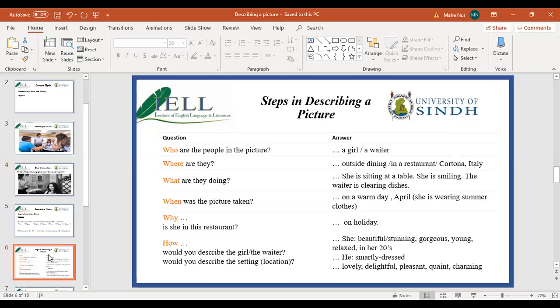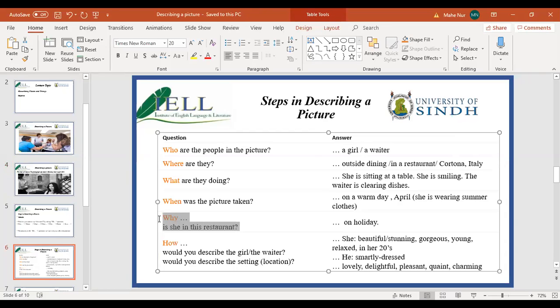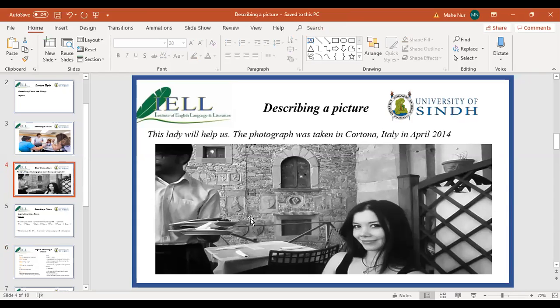Let's go back to what we should be asking. Four questions asked, two more to go. Why is she in this restaurant? Okay, you can ask this question. Why is she in the restaurant? Why do you think people are in a restaurant usually? Yes, people, why do you think she's in a restaurant? Vacations, on holidays, maybe. It's already there.